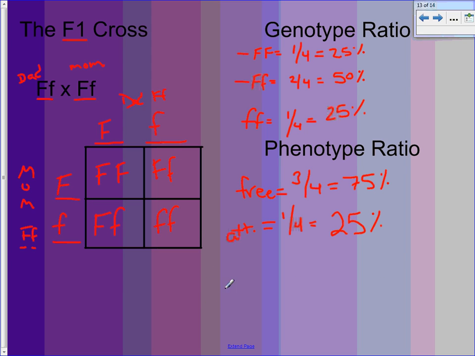But let's say that these two people had 8 children. So let's just pretend that they had 8 children. How many would have free earlobes? Would we expect to have free earlobes? So that's what I want you to think about.